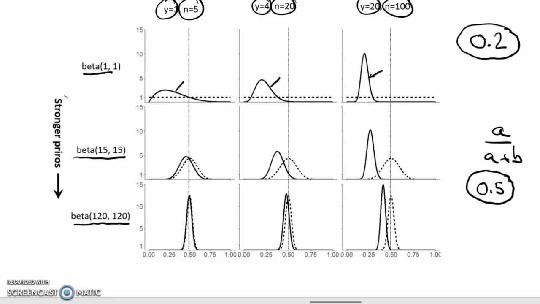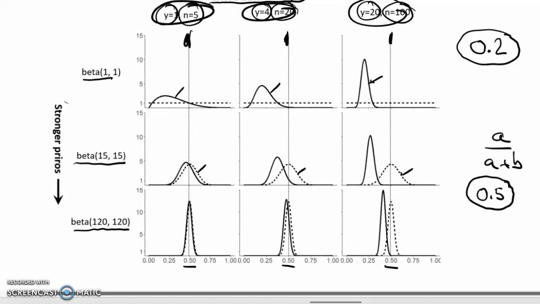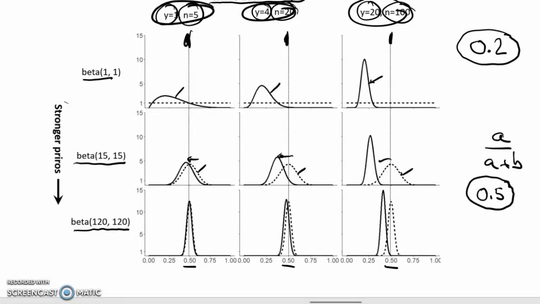In the second row, what we have is a moderately strong prior. Now, these dotted lines here, here, and here, these reflect the mean values of 0.5, and you can see that these dashed priors are centered on 0.5. But with increasingly large amounts of data, you can see stronger shifts from the prior to the posterior.